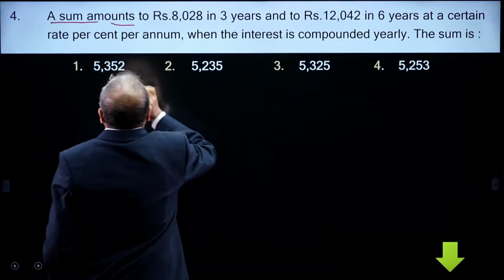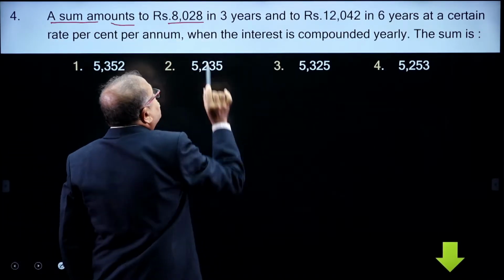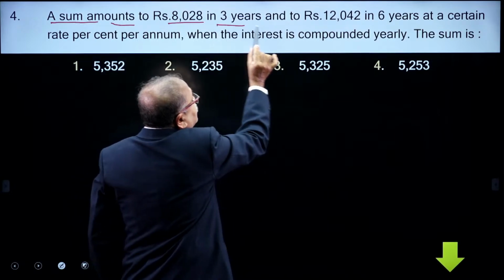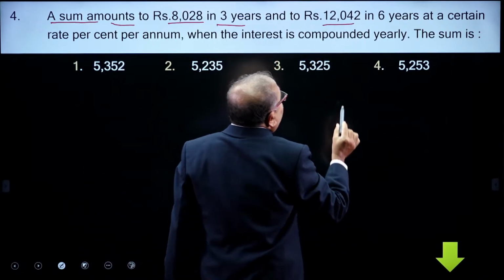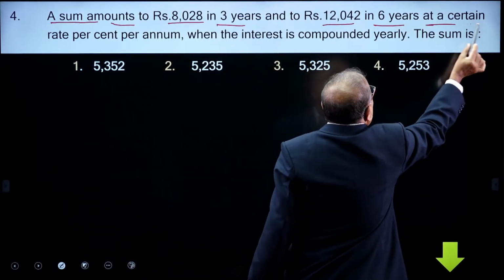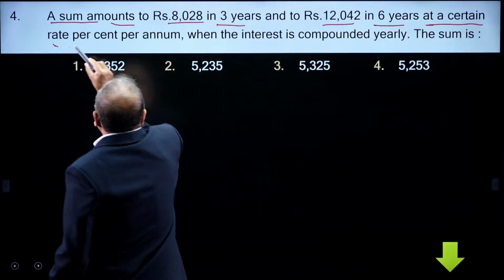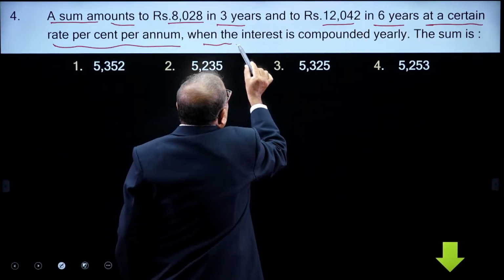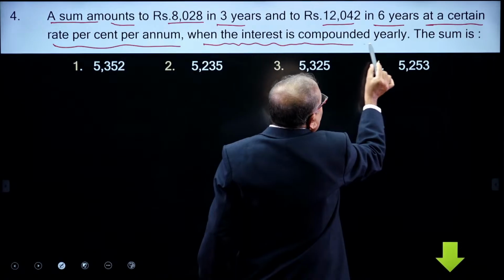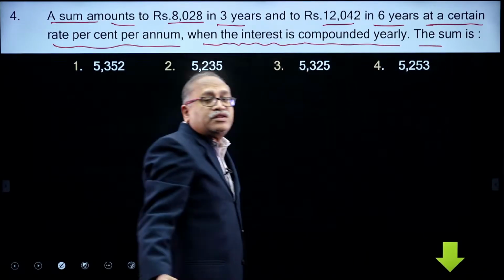A sum amounts to rupees 8,028 in 3 years and rupees 12,042 in 6 years at a certain rate of interest. When the interest is compounded annually, find out the sum.